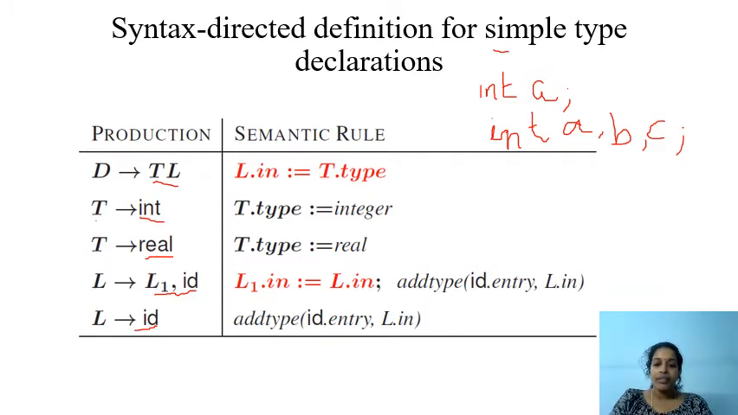Here, what is the value of b? The value of b is the same as the value of int. That is, L1.inherited is equal to L.inherited. And here we are doing an action, add entry. We are adding this entry along with its data type into the symbol table. Here too we are adding the value of ID along with its data type.